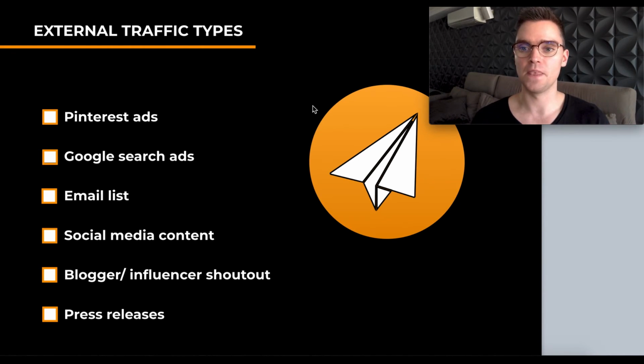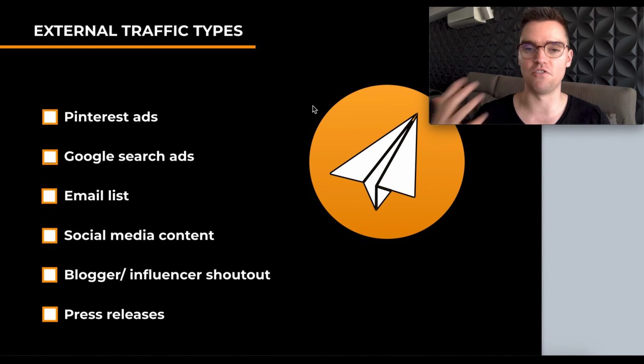But this is essentially reaching out to an audience or a group of people that are interested in your product, telling them about your product. So with Pinterest ads, you can create a Pinterest ad, target it to people who are looking for certain keywords on Pinterest. A percent of people see your ad, a percent of them will click, and then a percent of those will actually buy. Same thing with Google ads.